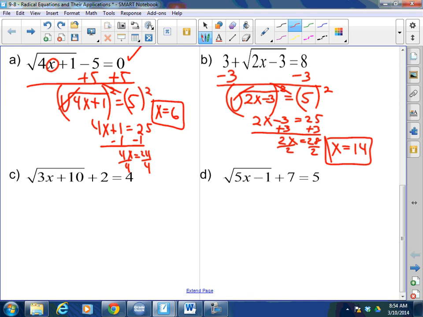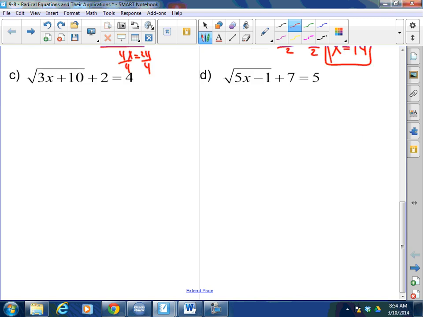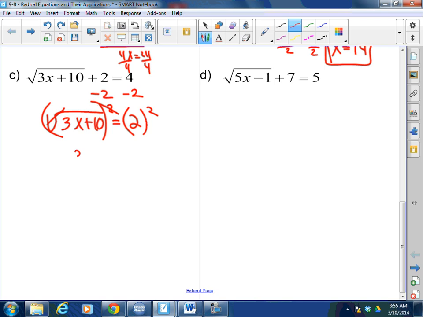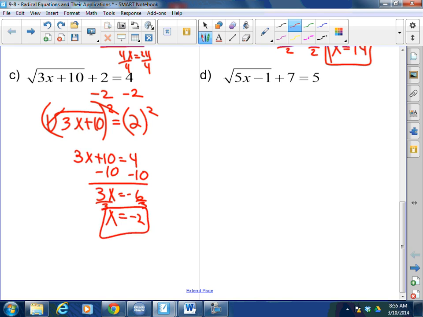All right, C. What do we do? Subtract 2. Yes, very good. So I got the square root of 3x plus 10 is equal to 2. How do I get rid of the square root? Square both sides. Thank you. Cancels the square root. I got 3x plus 10 equals 4. Subtract 10 from both sides. 3x equals negative 6. X equals negative 2 because I divided by 3. And we're done. Now let's see if it works.